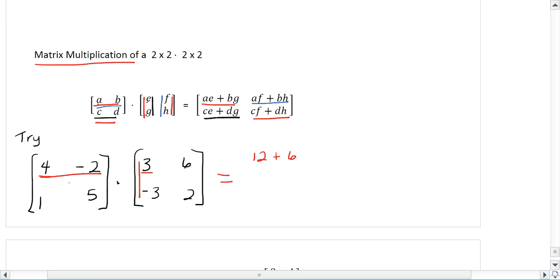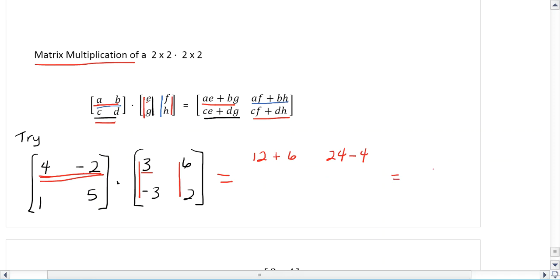So now for the second entry, we take this row times this column. 4 times 6 is 24, plus negative 2 times positive 2, so I'm going to put minus 4.